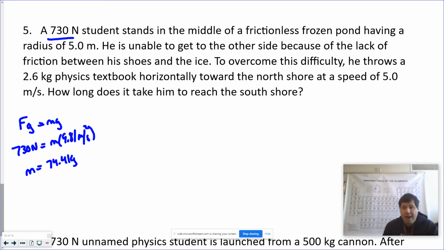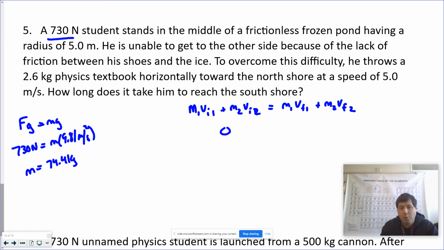Once you end up getting that 74.4 kilograms, this is a little bit easier. This is an explosion. So one thing I like to do with explosions, if you're using that big long equation, m1 vi1 plus m2 vi2 equals m1 vf1 plus m2 vf2, since neither of them are moving at the start, both of those are 0. So explosions are kind of nice that way. Then for the other two, I'm going to get m1 and vf1. So the mass of the student is 74.4 kilograms.